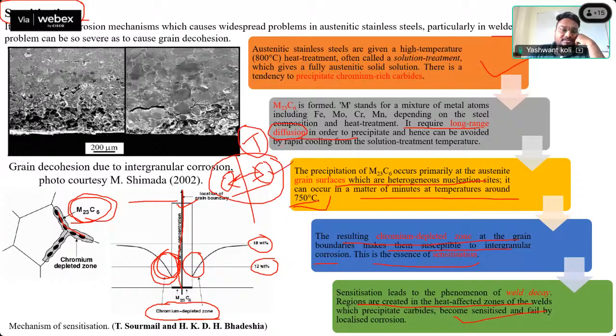So if you increase the solidification rate or the cooling rate, if we speed up cooling, then this diffusion won't take place and we can reduce sensitization. As chromium carbide is not formed, there is no sensitization we can observe, and corrosion can't occur.